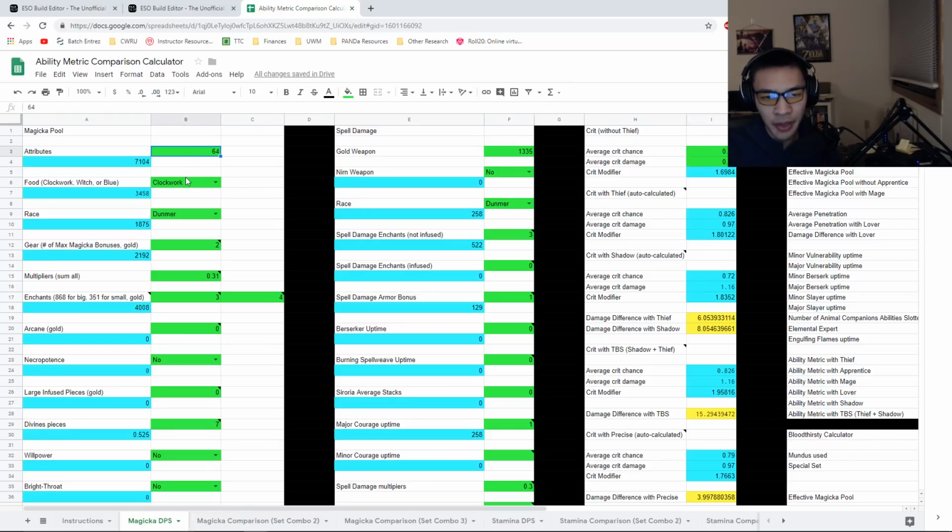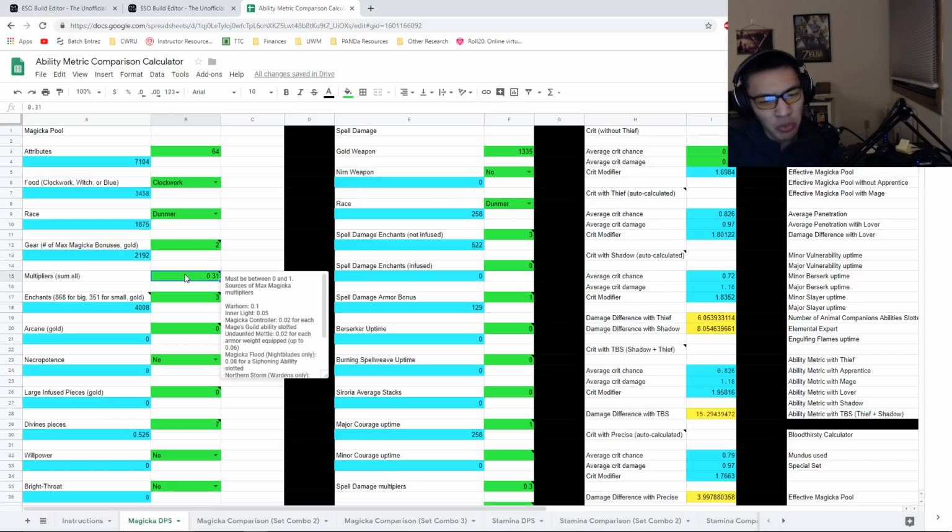So we have all points into Magicka, we're running Clockwork Switches Filet, we're running a Dunmer just because my tunes are Dunmer, but we can obviously change this to Altmer. The results will not change too much because it's not that big of a max Magicka change here. Again, apologies for the slow movement here, but I think it's just because of all the calculations happening behind the scenes. So we have two max Magicka bonuses, and we are assuming that we have pretty much most of our buffs active.